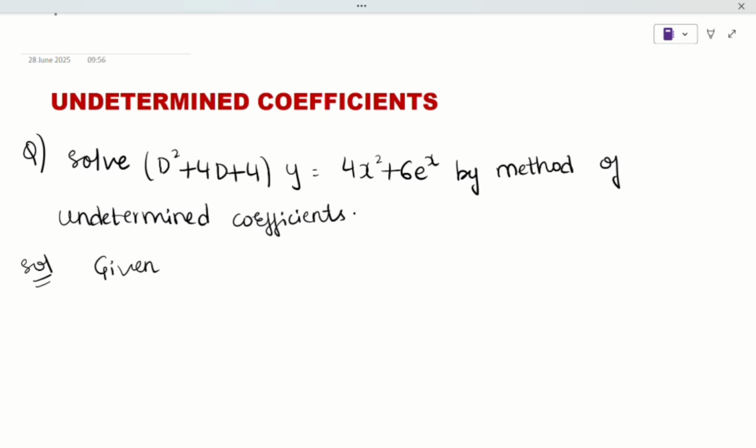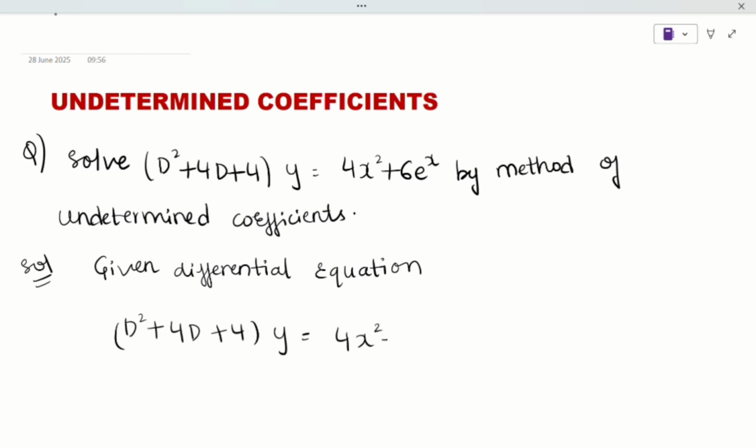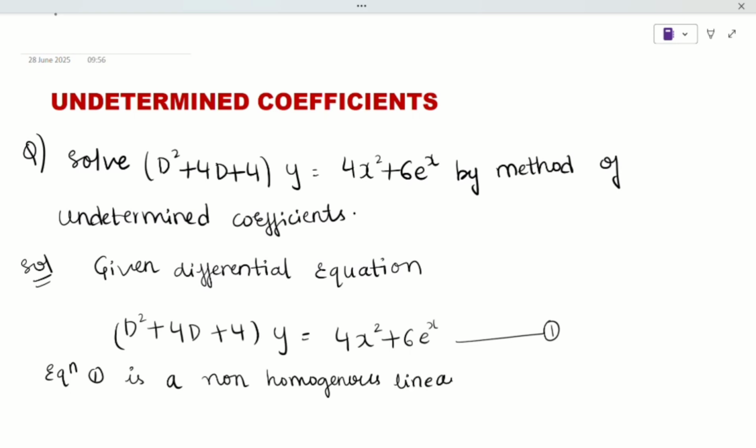Given differential equation, (D square plus 4D plus 4) whole y equal to 4x square plus 6e power x. I am taking this as equation number 1. Now next, I am taking this equation 1; it is in the form of non-homogeneous. This whole equation is non-homogeneous.